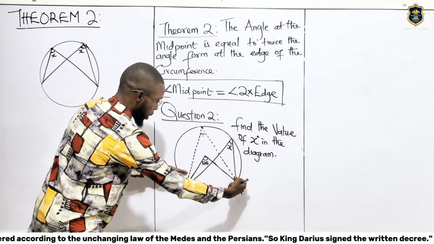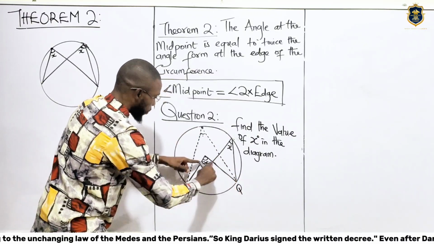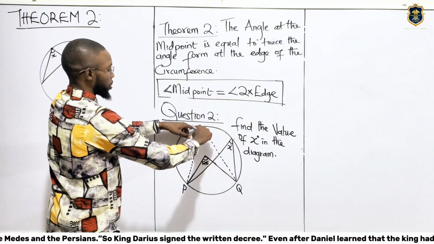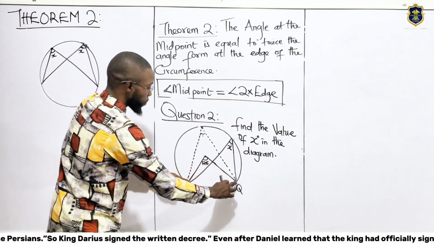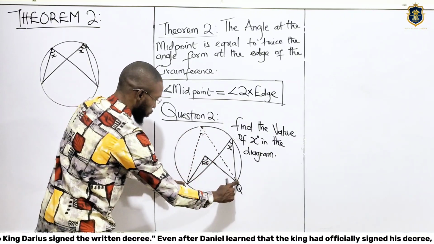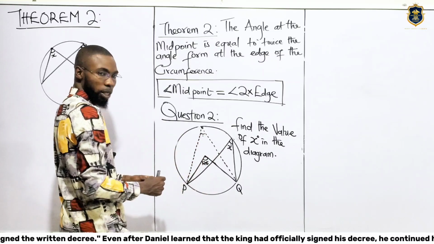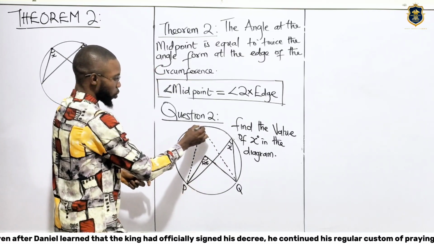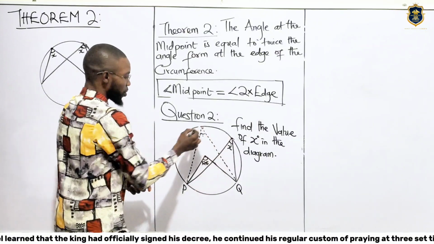If I cover here, we have 2 radii forming at the middle, and 2 chords forming at the circumference, right? If you can get this one, we already know what this one is, because whatever we have here is what we have here. Why? Because the 2 chords are touching at the circumference.